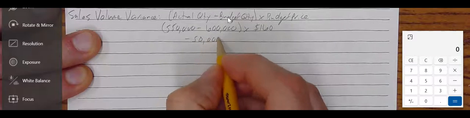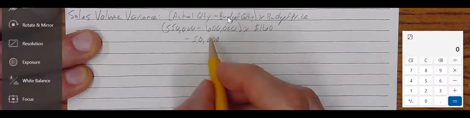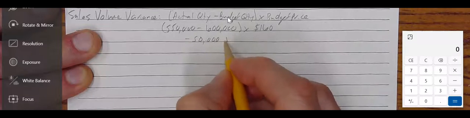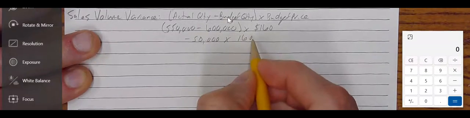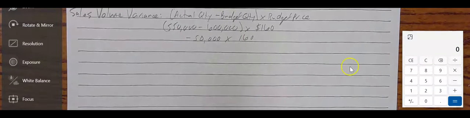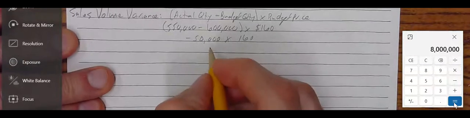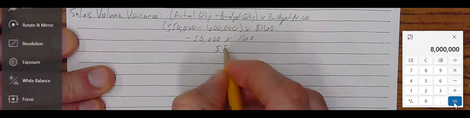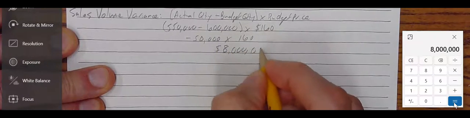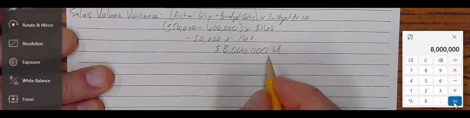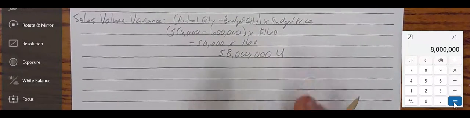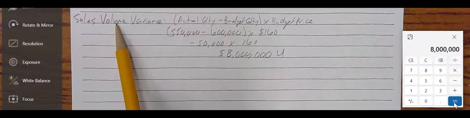Let's see here. So we sold 50,000 fewer units than we anticipated. And so we know that the variance is going to be unfavorable. But by how much? By $8 million. That's how much. So here we have another variance which is unfavorable.